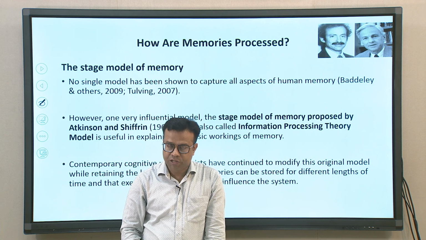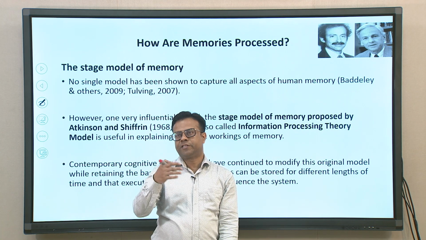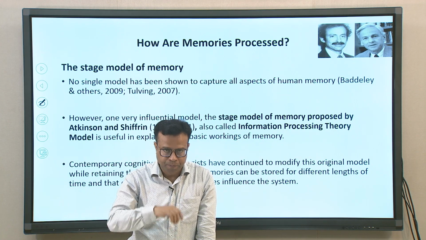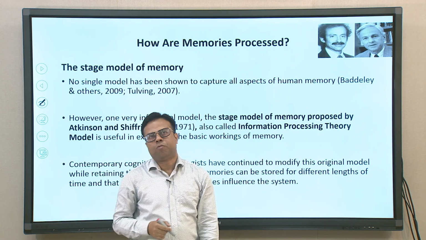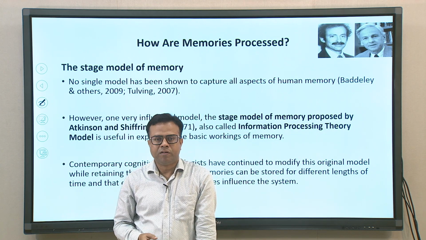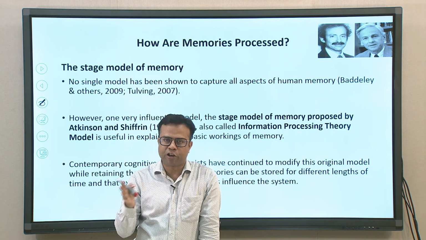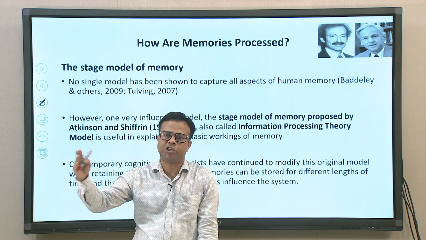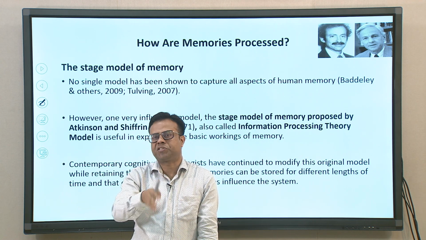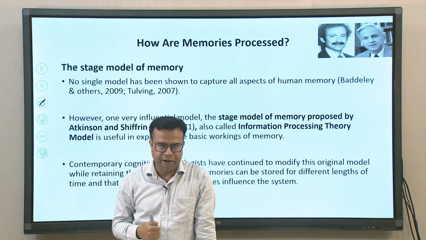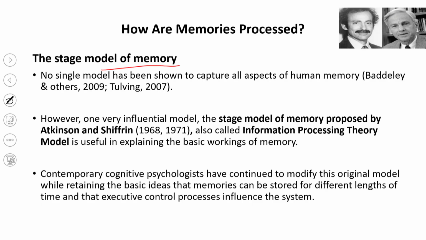How are memories processed? Let us now look into the details, mechanisms and the different types of memories that we have in our brain. One of the most prominent models in the psychology of memory is called the stage model of memory. There are stages involved in how information is processed and goes from one step to another when we process information and store it in our brain. So, this is called the stage model of memory.